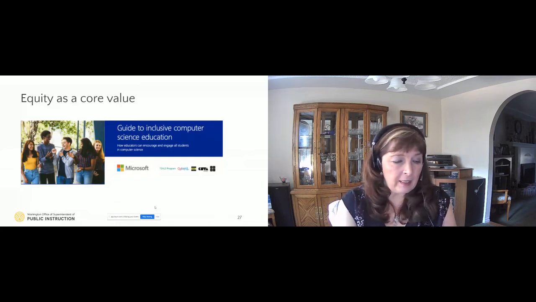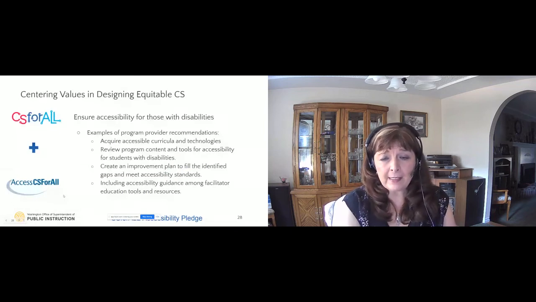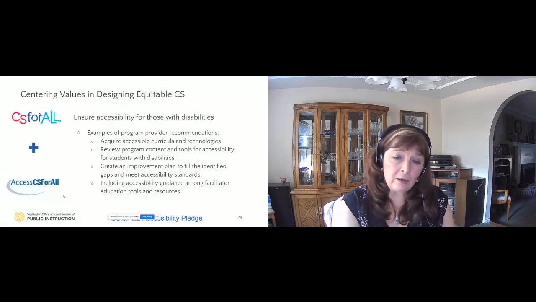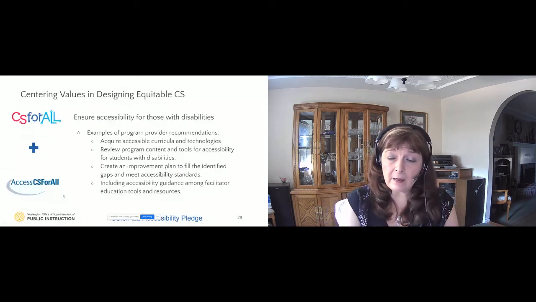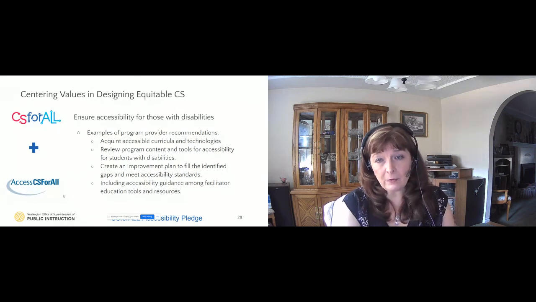We also are in a state where we have access CS for All. So there is through the University of Washington and Dr. Laudner, there is a whole bunch of information on how to ensure accessibility for those with disabilities.